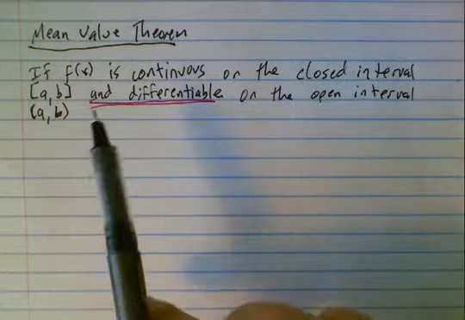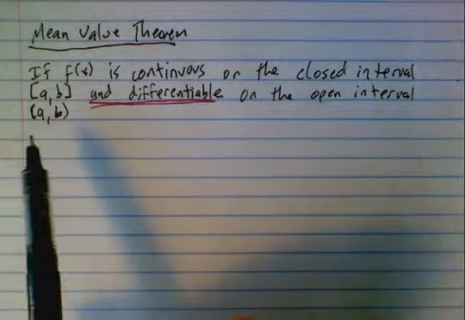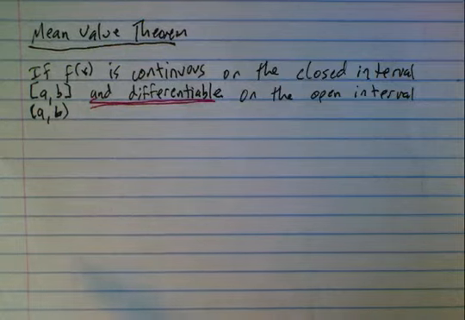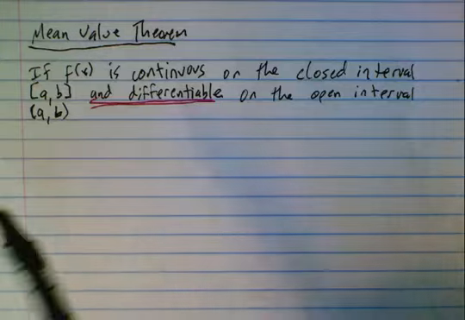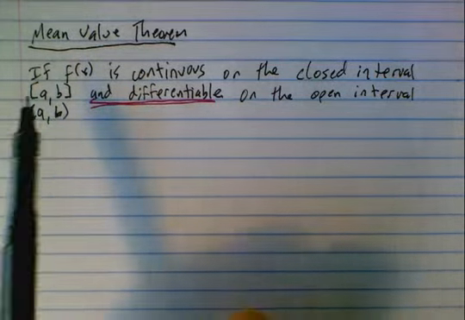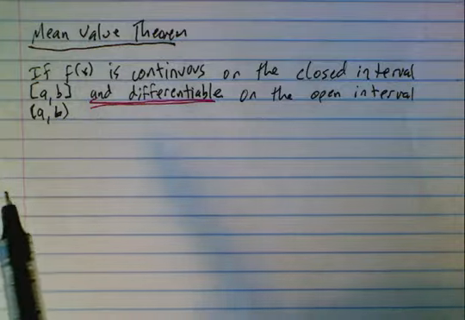Now notice that it doesn't have to be differentiable at the endpoints, simply because if those are actual endpoints, then there is no derivative, there's no single tangent line at that point. But it's okay, it's just got to be differentiable in between the 2 endpoints. It's got to be continuous for the entire interval, including the endpoints.